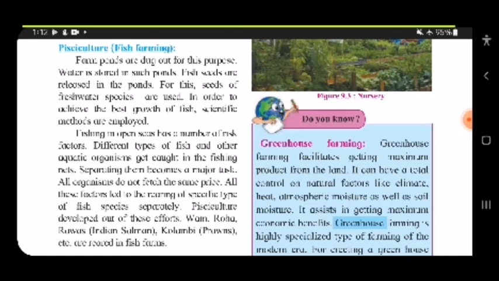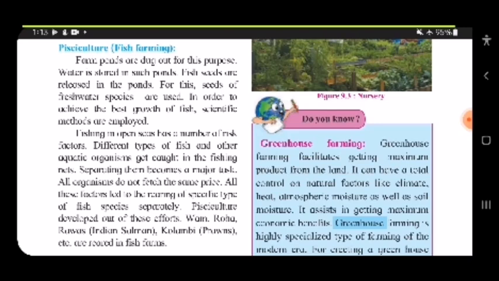Fish seeds are released in the ponds. For this, seeds of freshwater species are used. In order to achieve the best growth of fish, scientific methods are employed. Fishing in open seas has a number of risk factors. That means when you go fishing in the sea, it has a lot of risk because the sea is rough sometimes, right? So you have to be courageous to go for fishing.